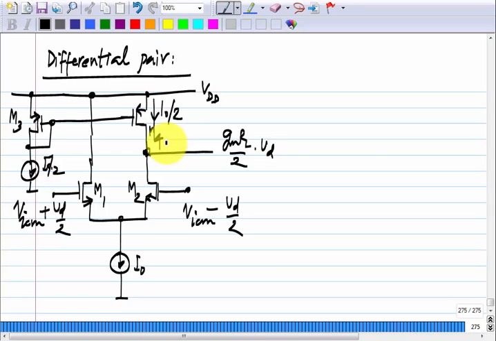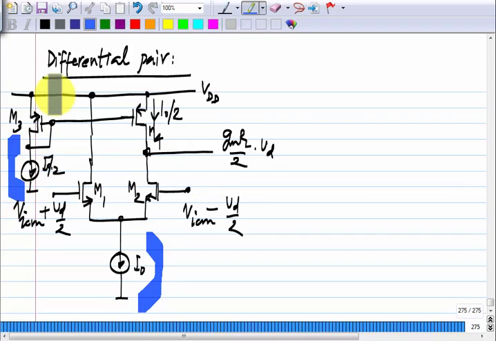Is there any way you can think of making the circuit more efficient? More efficient meaning using less resources, whether it is current or transistors or. I mean, we have used a current source of I naught to bias the differential pair. We have used a current of I naught by 2 to bias the current mirror for the active load. So, is there some way we can reduce this or?